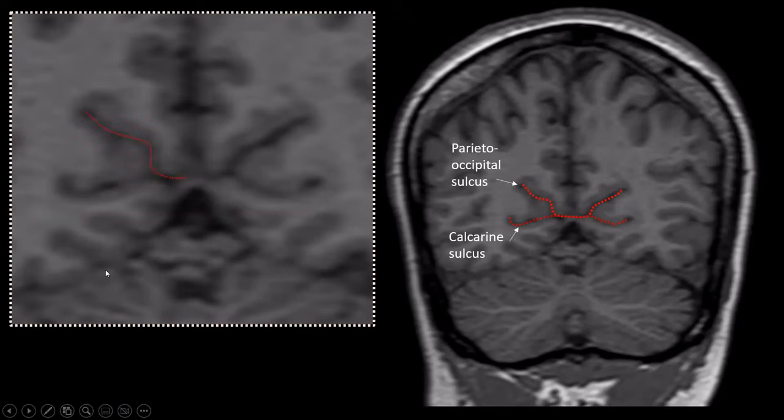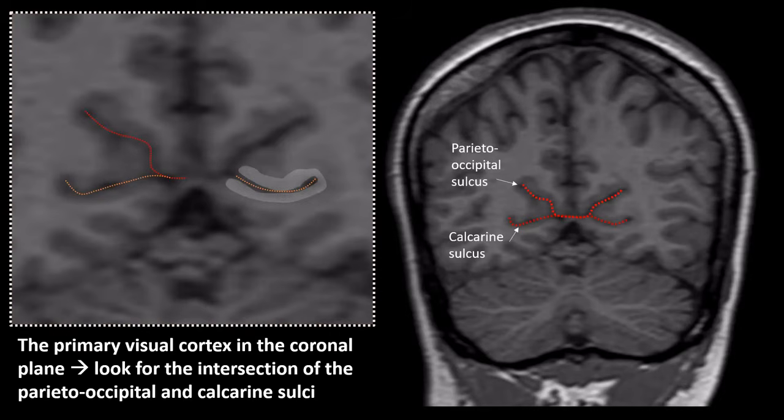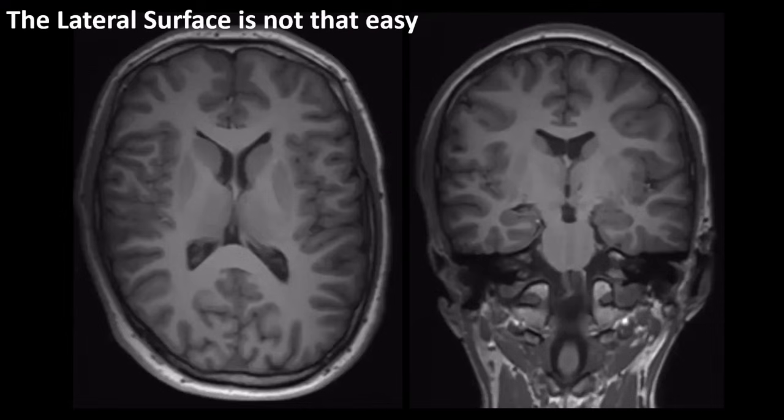So here is the parieto-occipital sulcus. Here is the calcarine sulcus on both sides, and then located along the calcarine sulcus, we find once again the primary visual cortex. Now, the medial surface is pretty easy because the medial surface is also pretty straight.